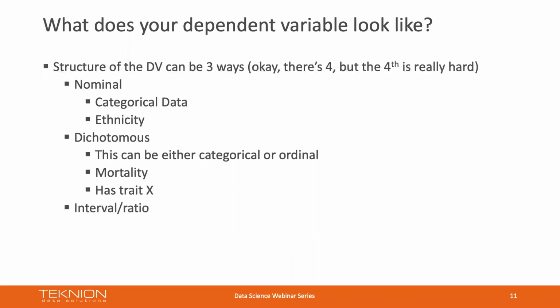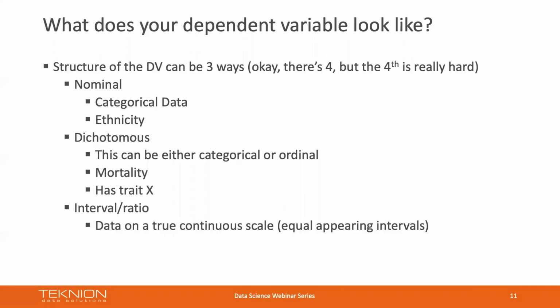And then the third way is interval or ratio data. This is typically data that's on a continuous scale. We call this equal appearing intervals. By that, we mean that 2 is more than 1 and 7 is more than 6, and the distance between 1 and 2 is the same as the distance between 6 and 7. It's the exact same distance. So it's on equal appearing intervals, and it's on a continuous scale.